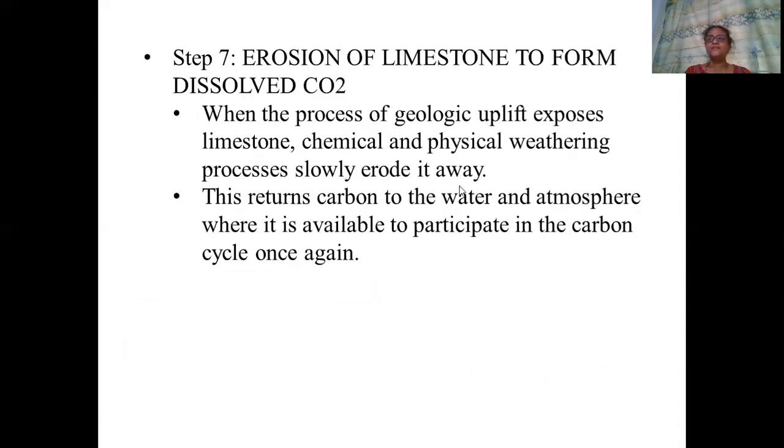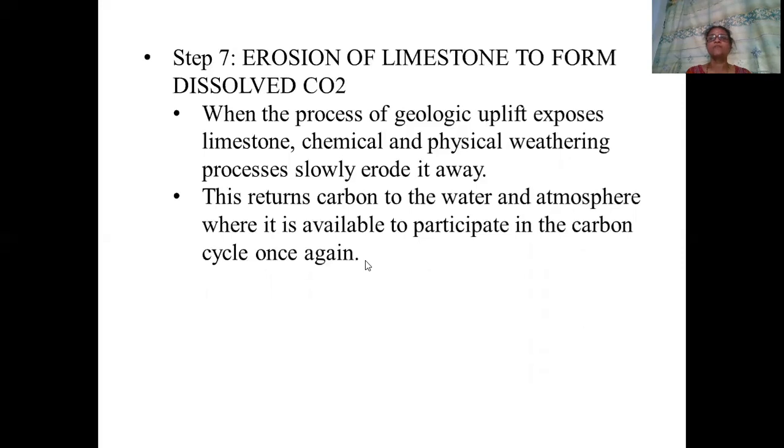Now, in the seventh step, these limestone deposits which are present inside the earth are exposed to the atmosphere because of geological uplifts. When they are exposed, the limestone is either physically or chemically weathered, and during this weathering, slowly it is eroded away. When it is eroded, carbon dioxide is released into the water and into the atmosphere. Now, the released carbon dioxide is available for the plants to take up. So, here the carbon cycle starts once again.